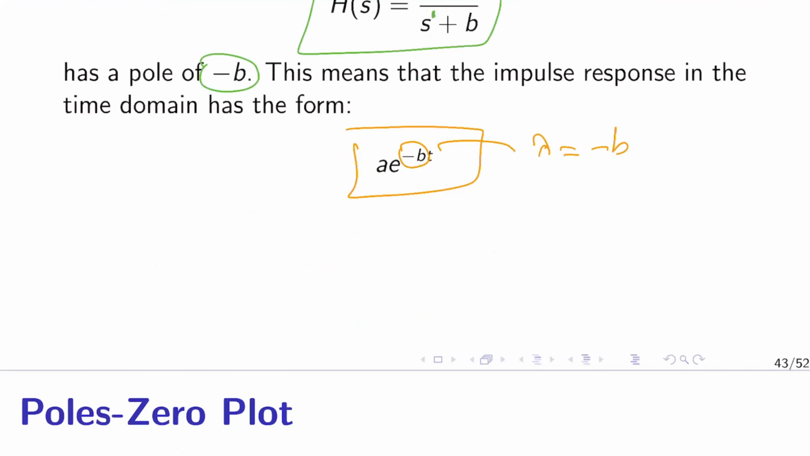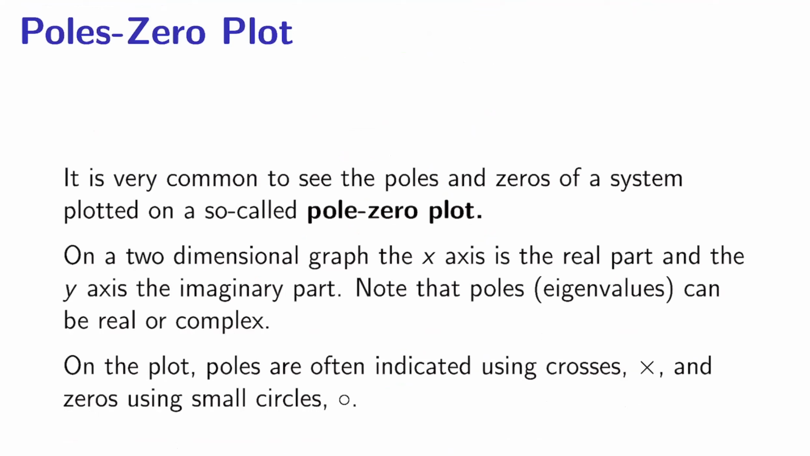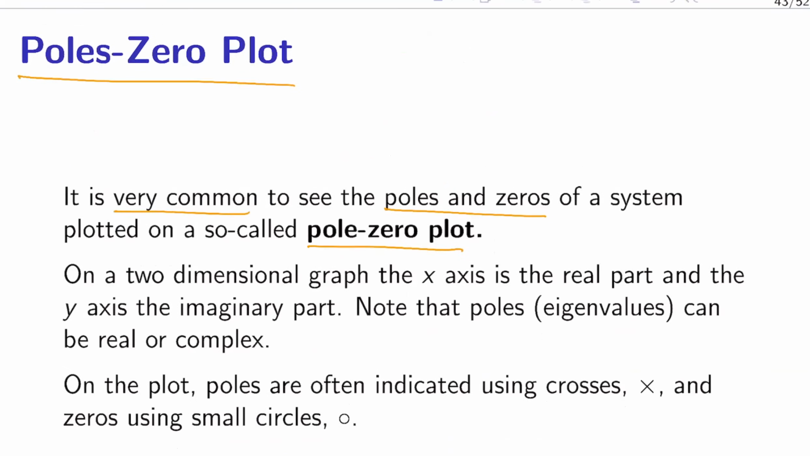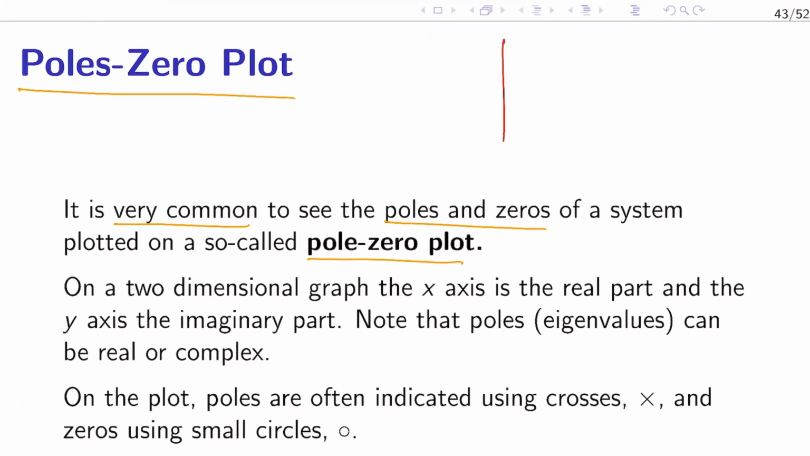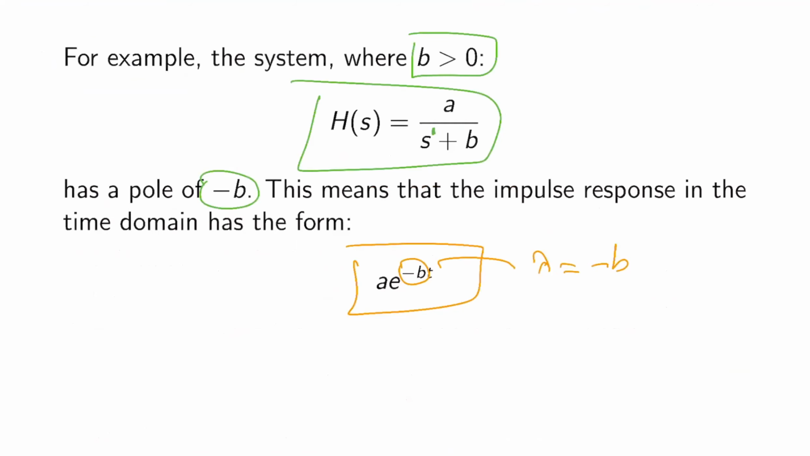The other thing that engineers like to do a lot is they like to plot the poles and the zeros in the pole zero plot. It's very common to see the poles and zeros plotted in something called the pole zero plot. Now, what do I mean by that? Now the poles, you have to remember, the roots of a polynomial can be real or complex.